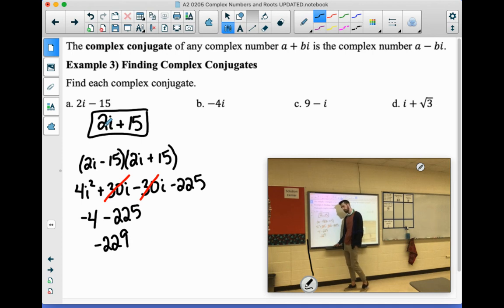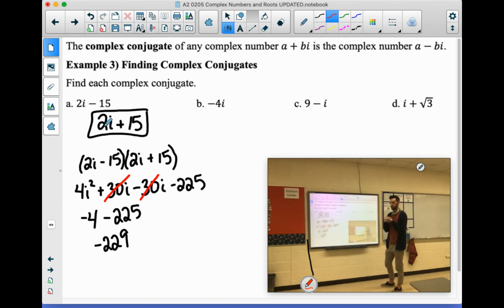The whole reason we use the complex conjugate is to get rid of the imaginary numbers, the complex numbers, which we're going to need when we do fractions on the next example. So again, you just have to change positive, negative stuff.